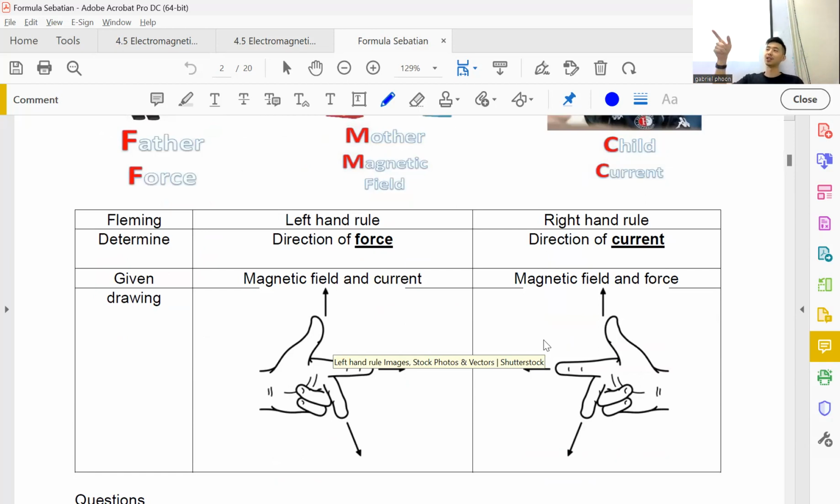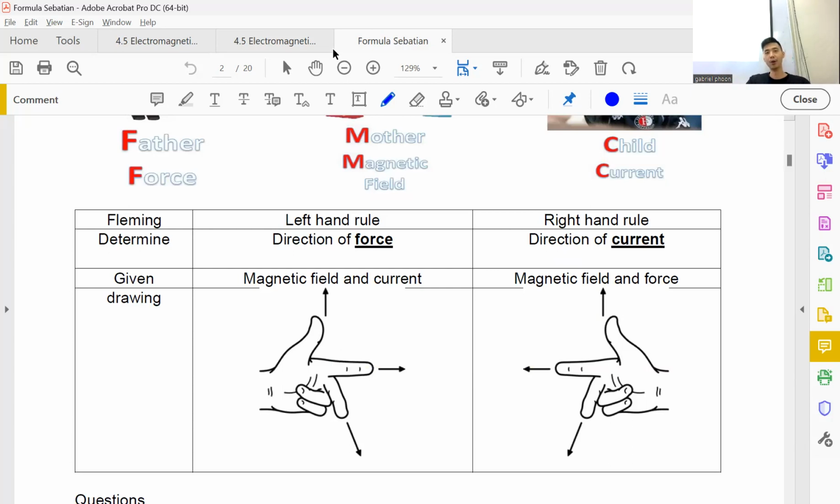If you see someone doing something stupid across the street, what are you going to do? You're going to point like this, right? Your right hand is supposed to look for current, given the magnetic field and also given the force.